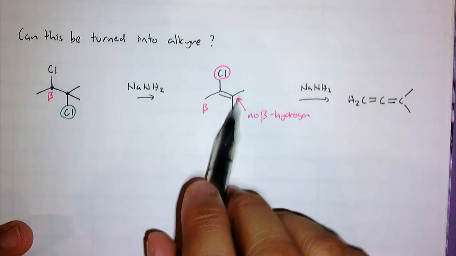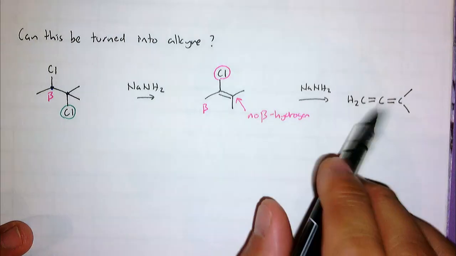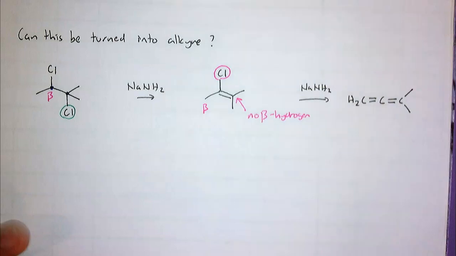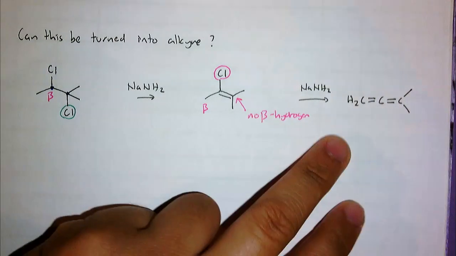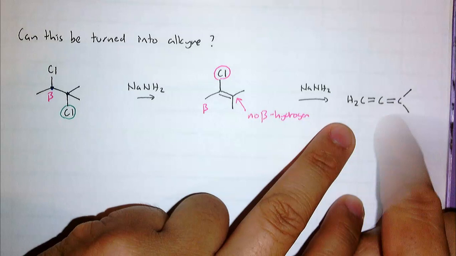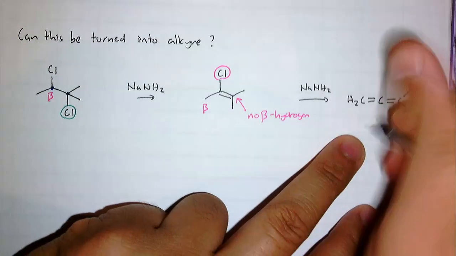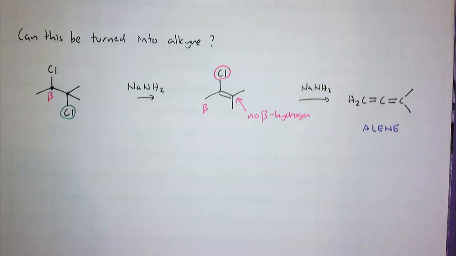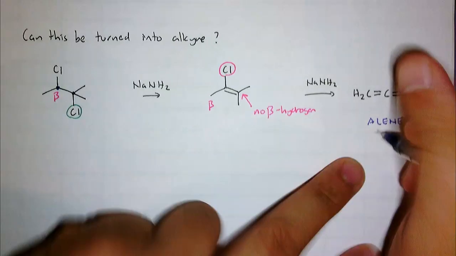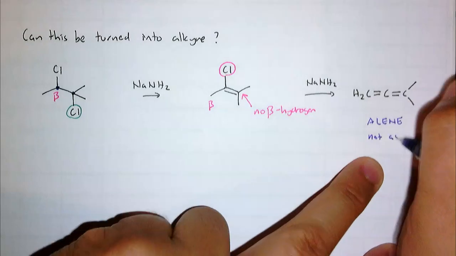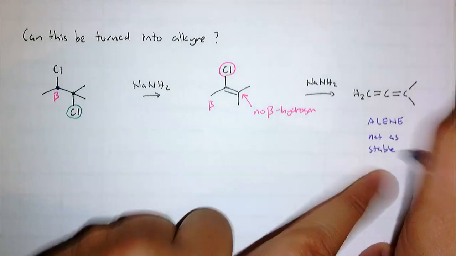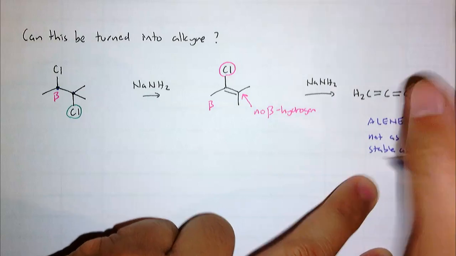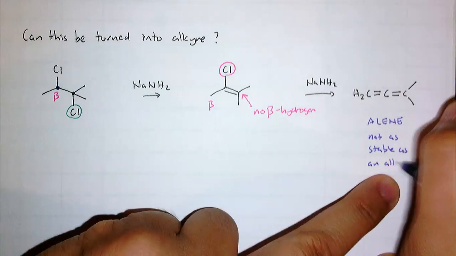1, 2, 3, 4, 5. And this carbon here has 2 methyl groups. This is a molecule where it's kind of strange, where you have two double bonds in a row. This is called allyne, and it's not as stable as an alkyne. Let's not worry about why. Just know that it's not as stable as an alkyne.